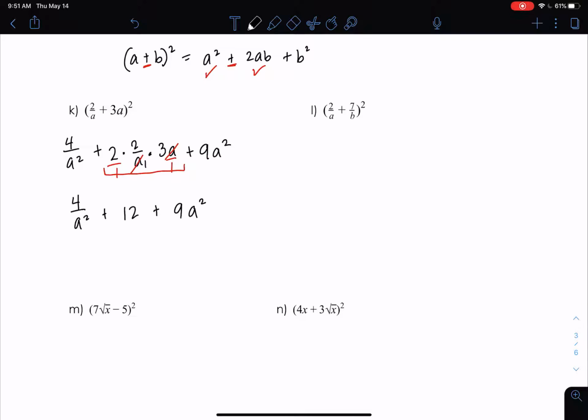Plus 9a squared. We don't have any like terms, since this is an a squared in the denominator and that's an a squared in the numerator, so we're done.